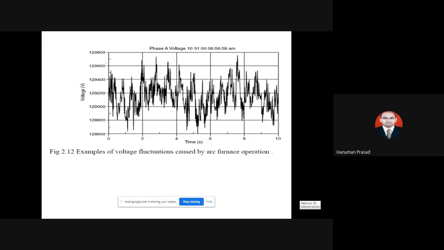These are the voltage variations. Here you are getting the voltage plus and minus some amount, and sometimes you are getting the voltage very low, and the voltage is fluctuating. This is called voltage fluctuation. This represents arc furnace operation. Depending upon the load, sometimes the voltage is decreasing, sometimes the voltage is increasing.